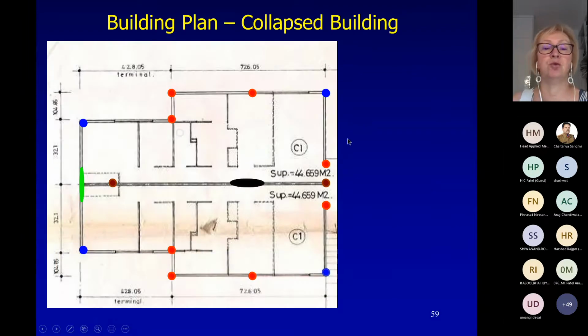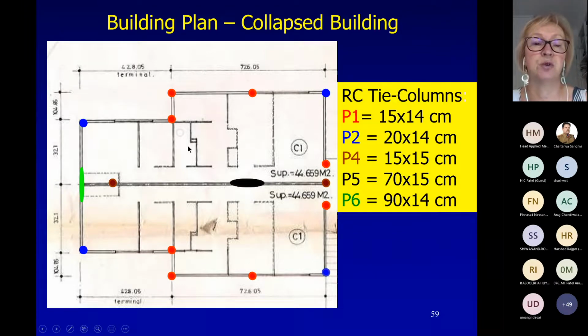So this is a plan view of these buildings, of the collapsed building. And in this collapsed building, they had different sizes of tie columns. That is interesting. This is marked with red, or 14. So they had 15 centimeter thick walls. They were these hollow clay walls.